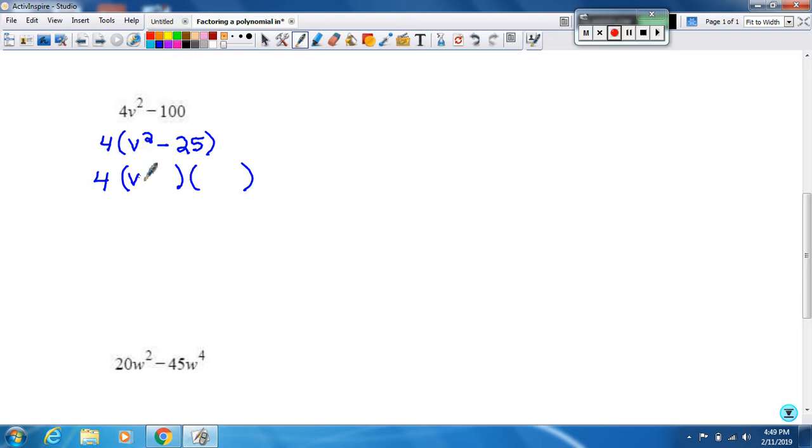Split the v's up evenly. You have two of them, so 1 in each one. To get a negative, you have to have a positive times a negative. And then the square root of 25 is 5.